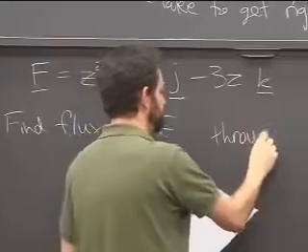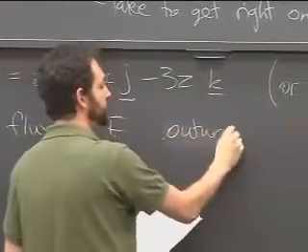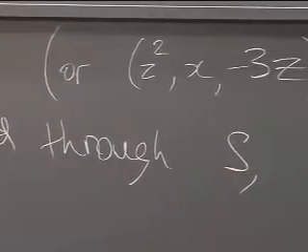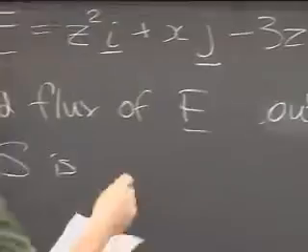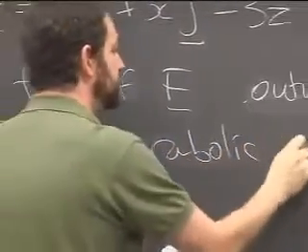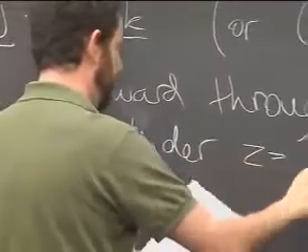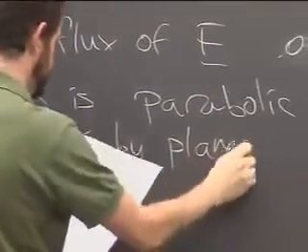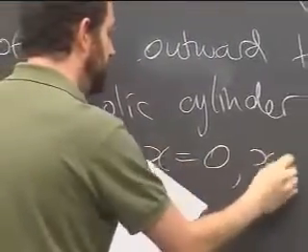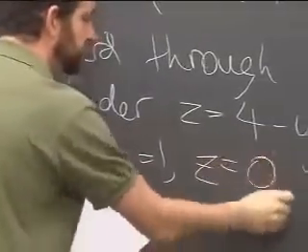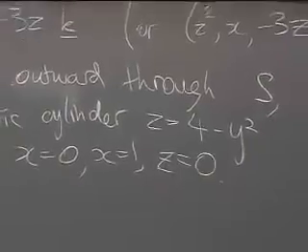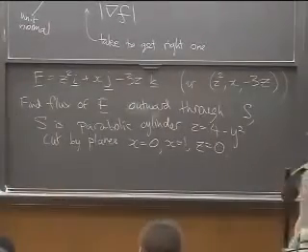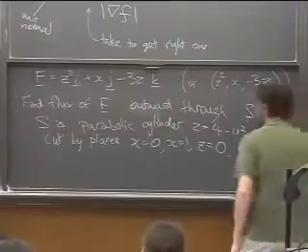through, and it says actually outward, so that tells you which way the normal is going to have to be, through the surface S, where we have to say what S is. S is the parabolic cylinder z equals 4 minus y squared, cut by the planes x equals 0, x equals 1, and z equals 0. Well, isn't that lovely? All right, there's the problem.